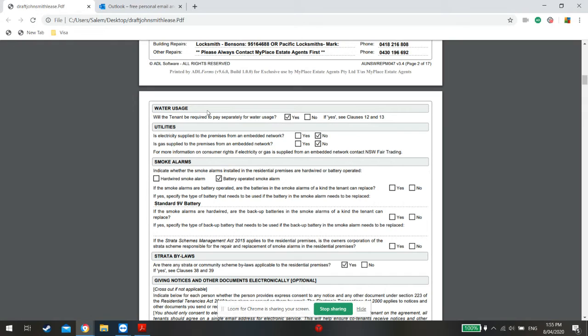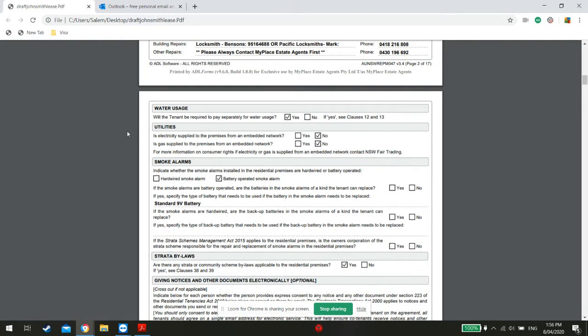Water usage. So if you are living in an apartment block that's not separately metered, you won't be required to pay for water usage, but if it is separately metered or you're in a house, then you will be required to pay for the usage component, and we'll bill that to you every 3 months.